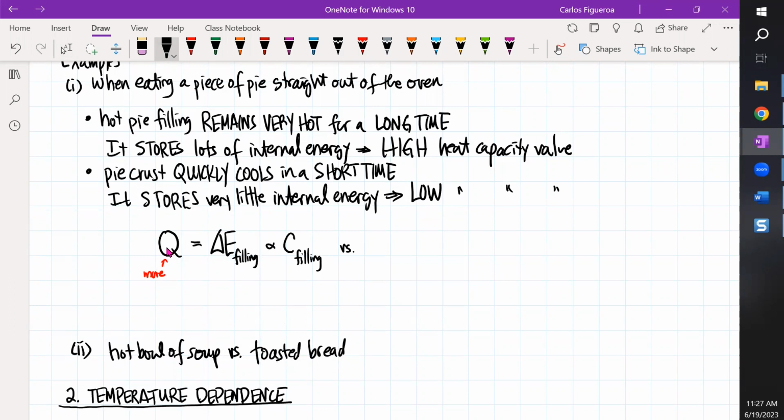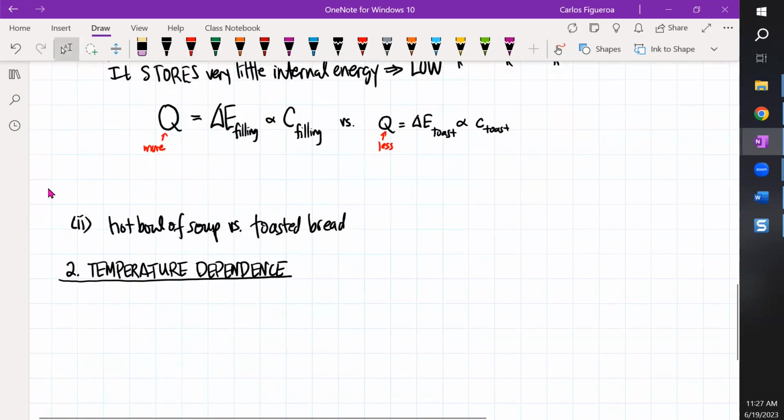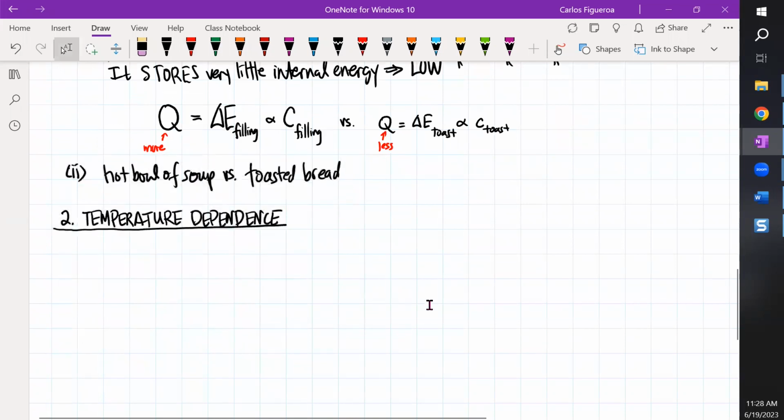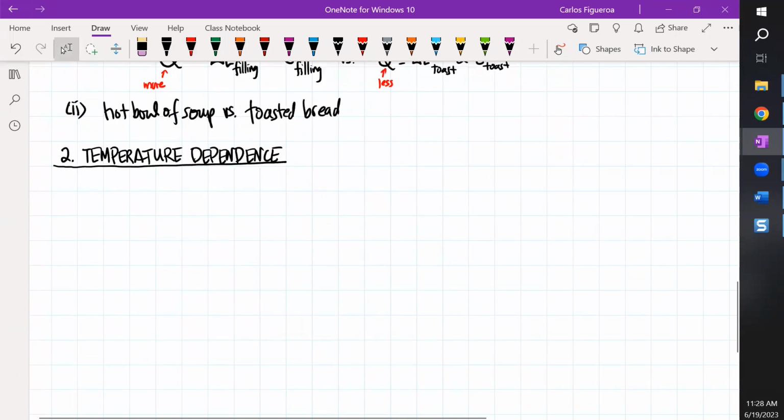Now, if you look at the toast, the change in internal energy of the toast is not very high. And as a consequence, it has a small heat capacity. So in essence, I could have less heat transferred to the internal energy. I think I want to keep doing this symbolism so that when we actually get to the equation, it's clear. So now let's go with the toast. Now that we're done with the toast, let's move on.